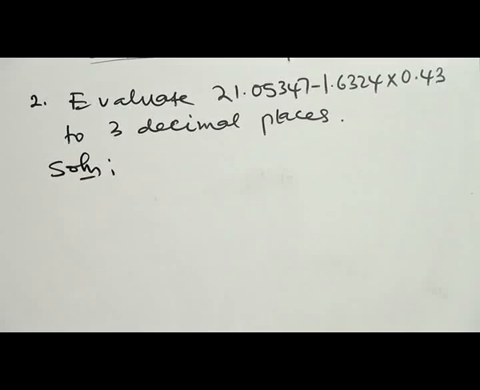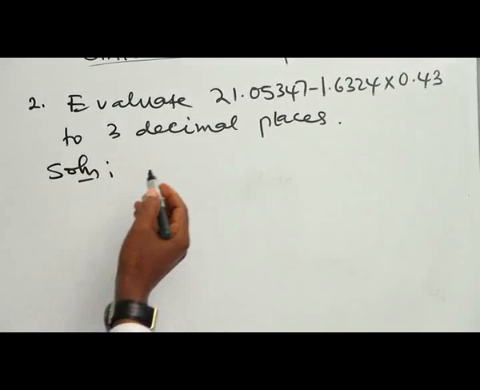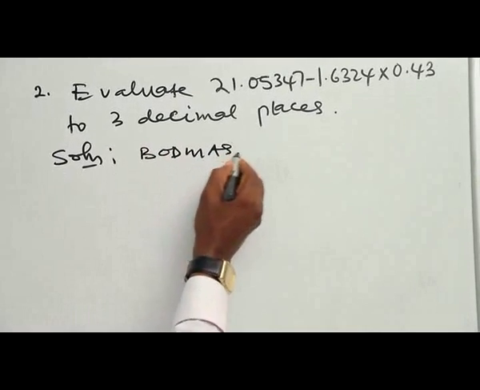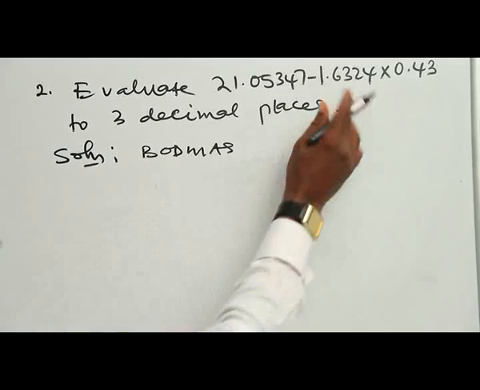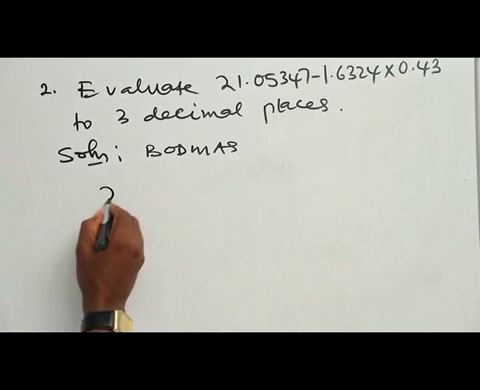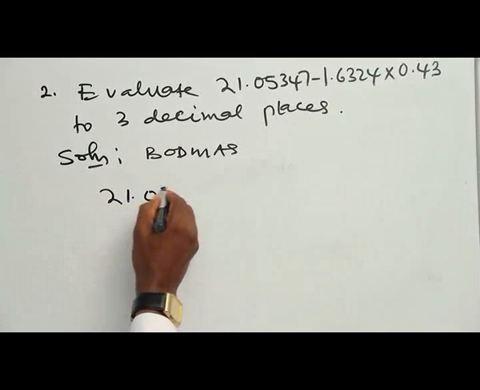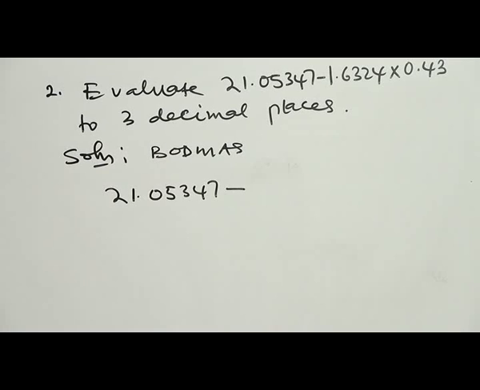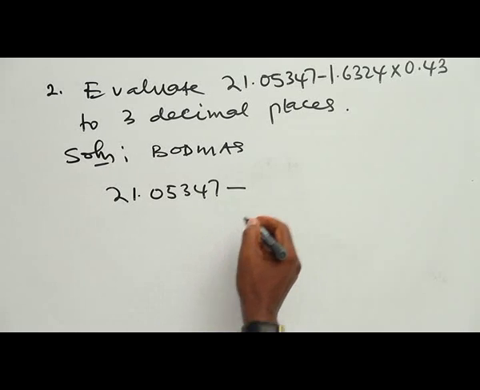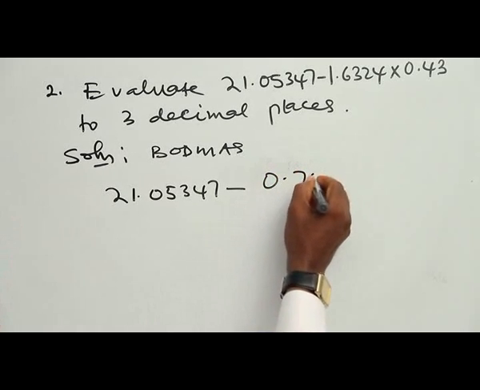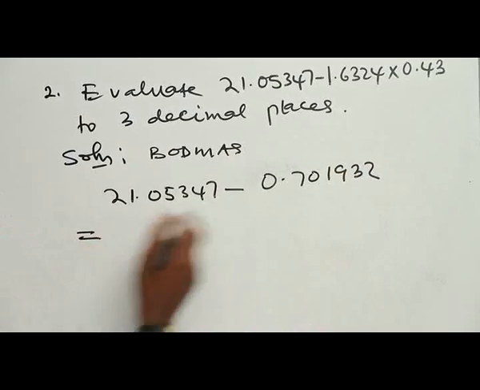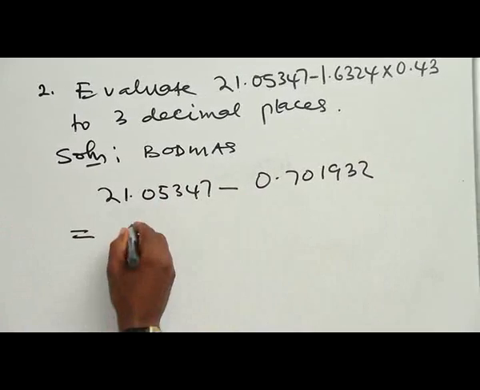These are supposed to be trivial problems for many of us. Remember the rule of BODMAS to solve this problem. So what do you do? You multiply this by that. So you have 21.05347 minus, and if you carry out the multiplication, you will have 0.701932. Then, of course, you will subtract this from this.